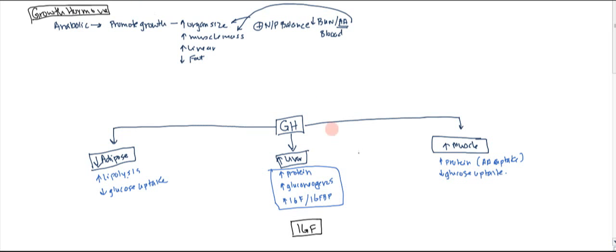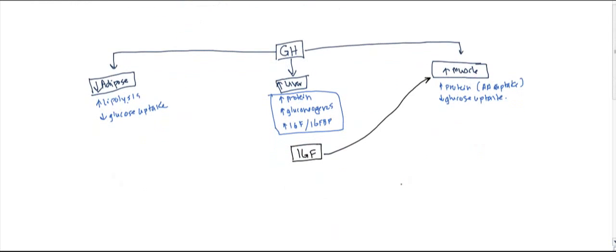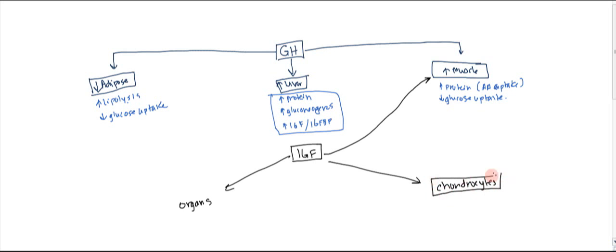Now, the insulin-like growth factor actually has the same effects that growth hormone does on muscle. But it has two other effects. You could say it has general effects on organs and also specifically on chondrocytes. When we mention chondrocytes, we're going to be looking more at linear growth. Whereas when we mention organs, we're going to be looking more at general growth of the organs and tissues and everything involved.